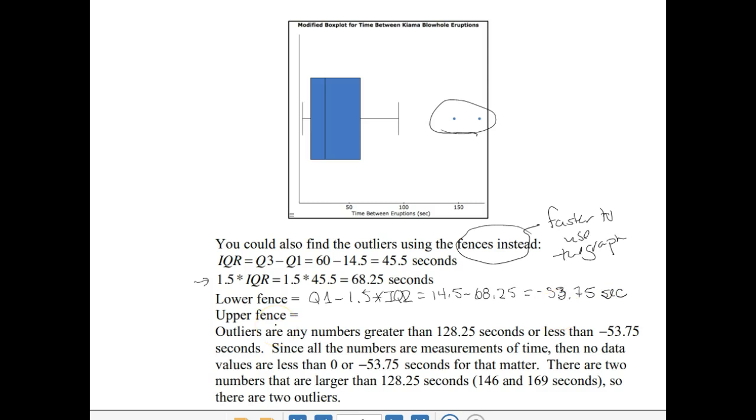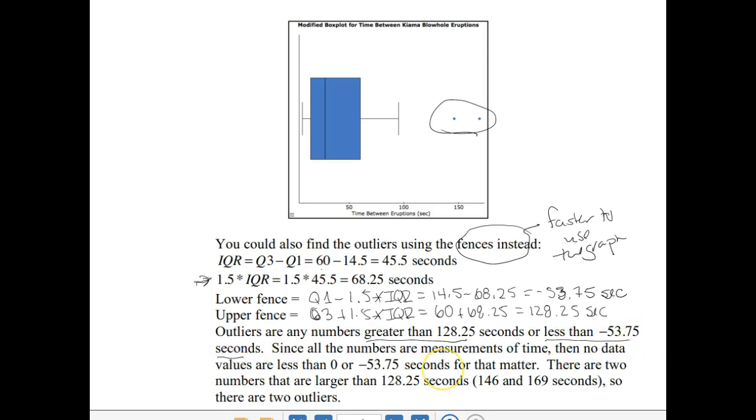Okay, so obviously we're not going to have anything below the lower fence because we can't have negative times. Now the upper fence, we would take Q3, which was 60. Let's write our formula here. So we're taking Q3 plus 1.5 times the IQR. So the third quartile was 60, and we're adding 1.5 IQRs, which we've already computed, so 68.25. So if we add those, we get 128.25 seconds. So outliers are any numbers that are greater than 128.25 seconds or less than negative 53.75 seconds.